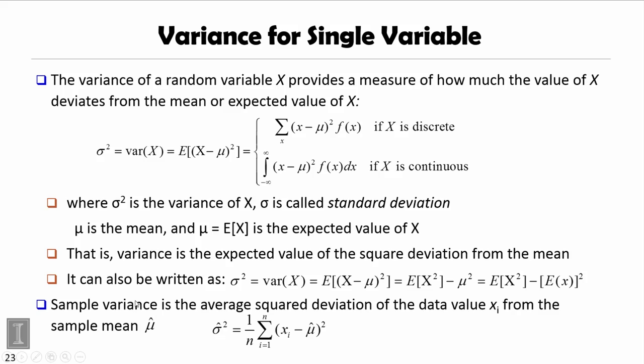If we take a sample, then the sample variance is the average squared deviation of the data values xi from the sample mean mu hat. So the sample variance is written as sigma hat squared. We often use this formula or a similar transformed formula to compute it.